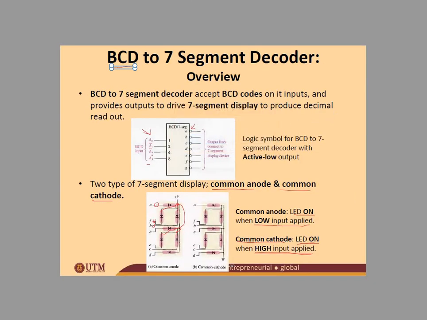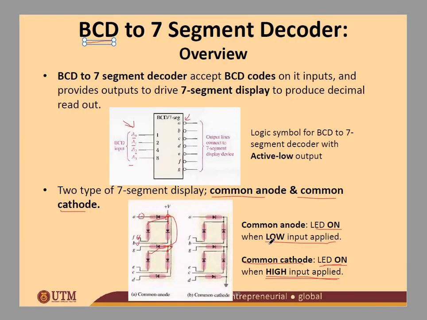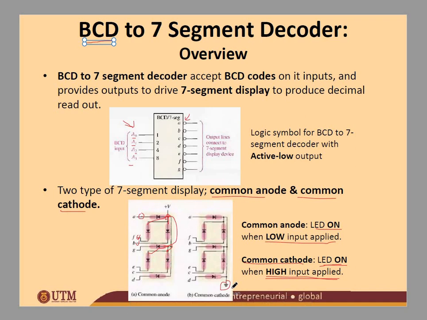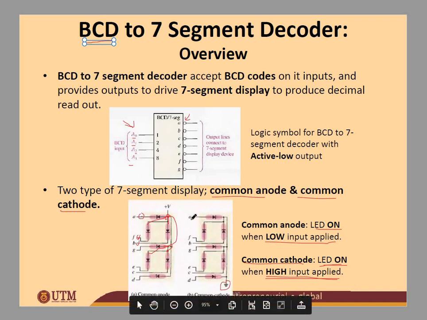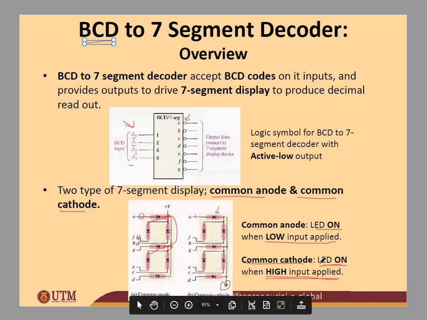So, too small, wait for a while. Okay, the same for the common cathode. It will connect to all the ground. The ground here will be the cathode, meaning less positive. So in order for this to be turned on, we need to put a high input. For example, here, in order for this to turn on. That's why the LED is on when a high input is applied.